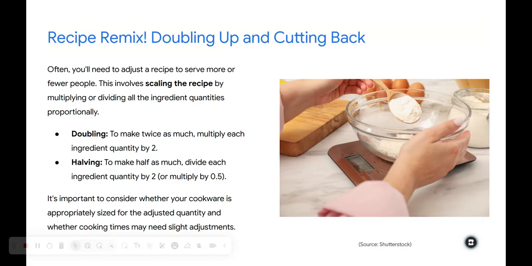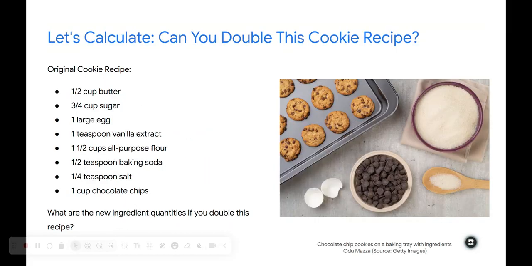All right. Recipe remix, so doubling and cutting back. Often you'll need to adjust a recipe to serve more or fewer people. We call this a conversion, and it involves scaling the recipe, either multiplying or dividing your quantities. Doubling is to make twice as much, where halving would be to make half as much. It's important to consider whether your cookware is appropriately sized for the adjusted quantity and whether cooking times may need to be slightly adjusted.